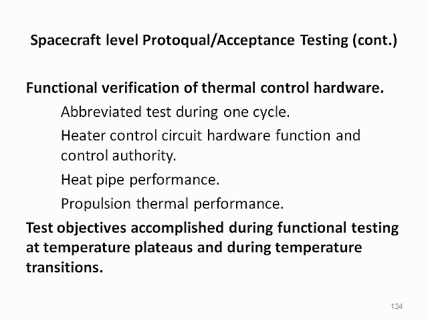Functional verification of the thermal control subsystem hardware is another important objective of spacecraft-level testing. To accomplish this, abbreviated tests are typically performed during one temperature cycle to exercise heater control circuits, demonstrate heater control authority, and verify heat pipe performance. Thermal control of propulsion subsystem components, especially propellant lines, can be challenging, making it especially important to verify propulsion subsystem functional performance during a spacecraft-level test. These thermal subsystem test objectives are accomplished as part of the system functional testing at temperature plateaus and during temperature transitions.